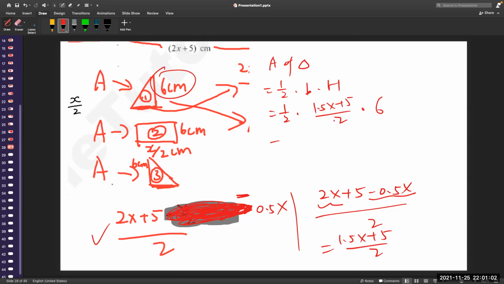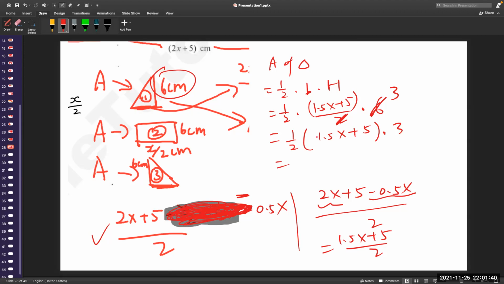In fact, you can do base times height, denominator times denominator. 2 times 2, you get 4. On top 6. Actually, I should simplify first. This is 2, this is 6, so 3. Then I just do it. So it's 1.5x plus 5 times 3. That means this thing times 2.